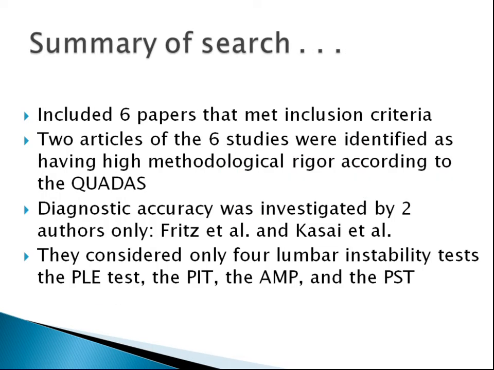So let's summarize their findings. The final search included only 6 papers that met inclusion criteria. 2 articles were identified as having high methodological rigor according to the QUADAS, or Quality Assessment of Diagnostic Accuracy Studies rating criteria. Diagnostic accuracy was investigated by only 2 authors, Fritz and Kasai. They considered only 4 lumbar instability tests: the passive lumbar extension test, the prone instability test, aberrant movement patterns, and the posterior shear test.